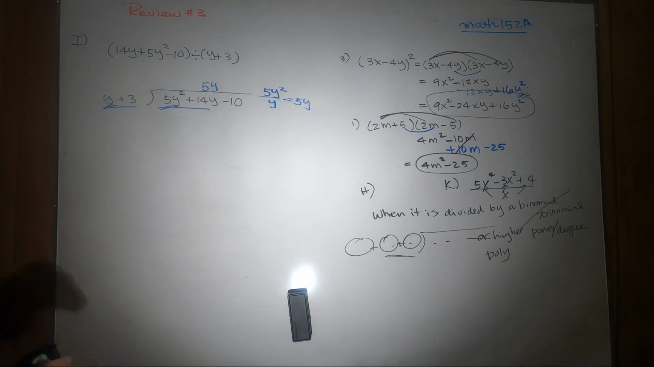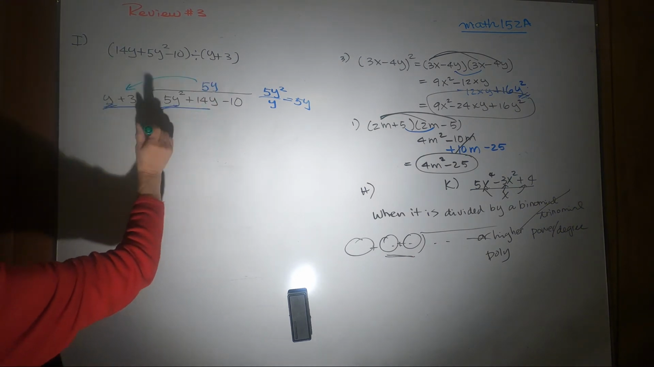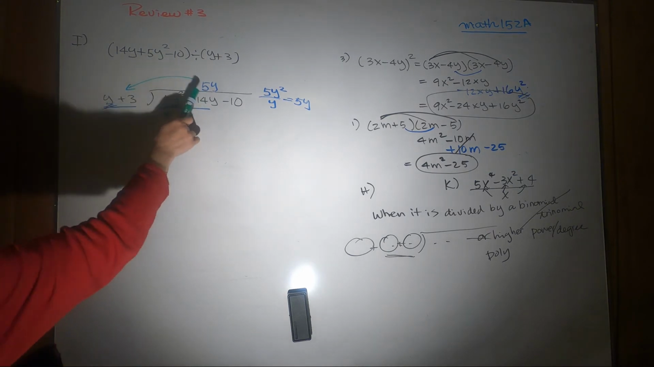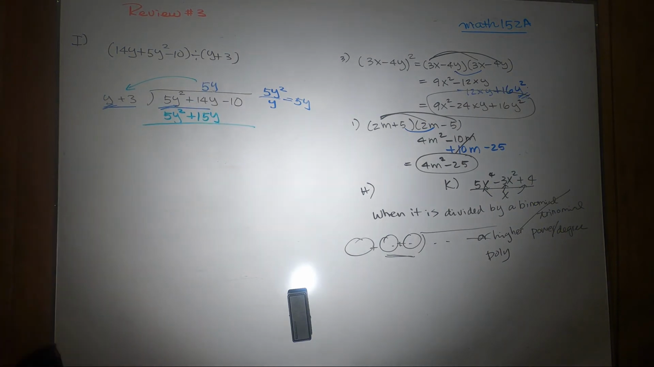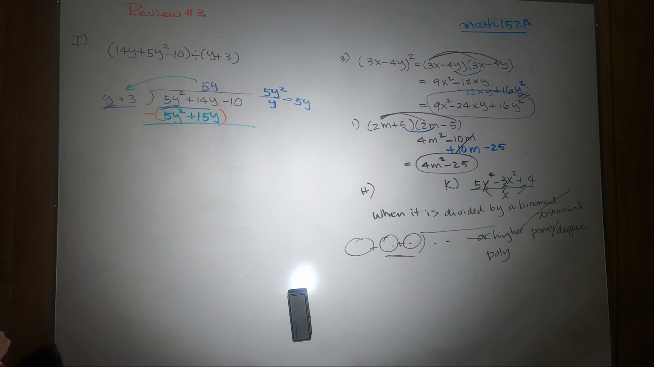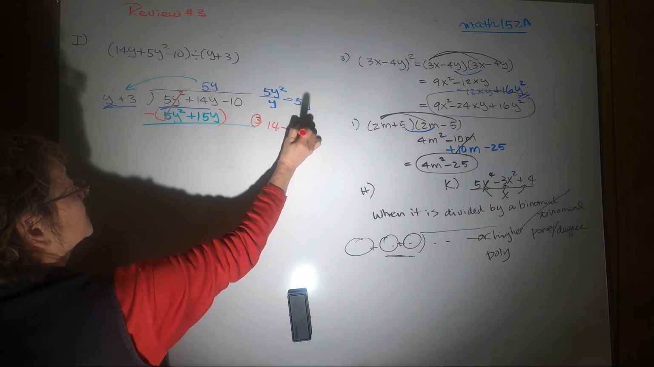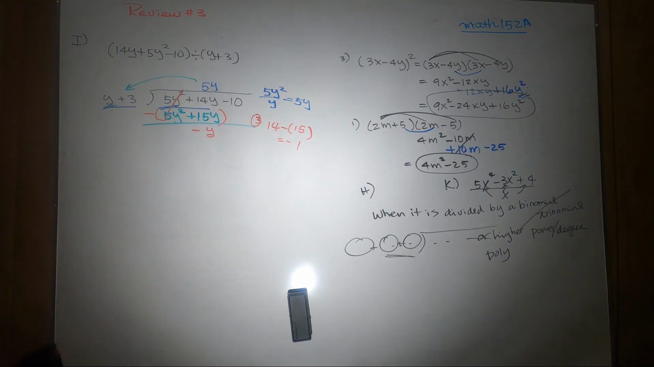Then what do? You multiply back. 5y times y, 5y squared, right? 5y times 3 plus 15y, right? Then what do? You subtract them. Then don't make a mistake that way. So 5y squared cancel out, right? So your third step would be what? 14 minus 15. That would be what? -1. So -1y, right?